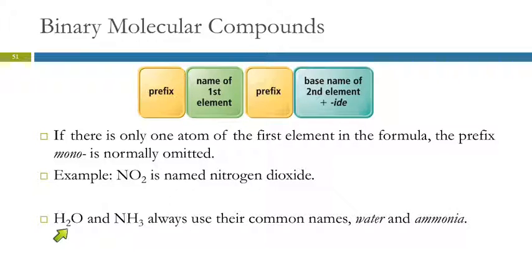Two that have special names are H2O and NH3. They always use their common names, water and ammonia. So if you call water dihydrogen monoxide, I will understand what you mean, but even chemists don't call it that. That's just something fun we use to trick our non-science friends.